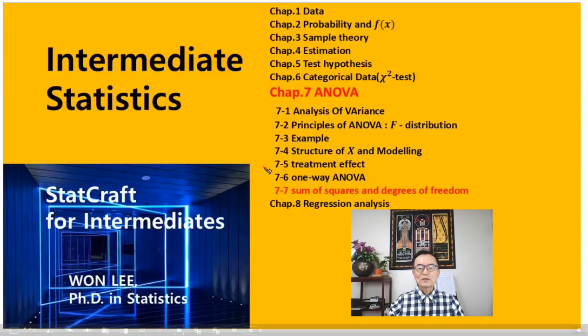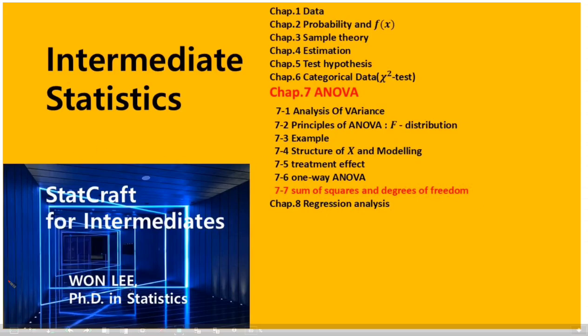Today, the topic is sum of squares, SS, and degrees of freedom corresponding to sum of squares. Sum of squares is a very important concept in statistical analysis methods. I'm going to explain sum of squares easily for you to understand. Okay, let's see what sum of squares is.